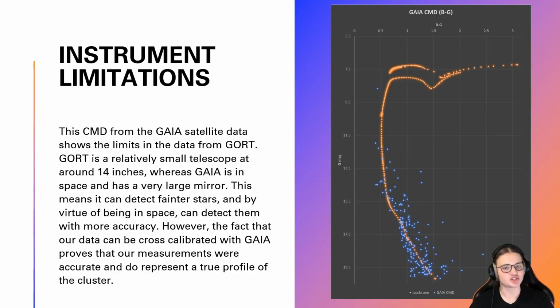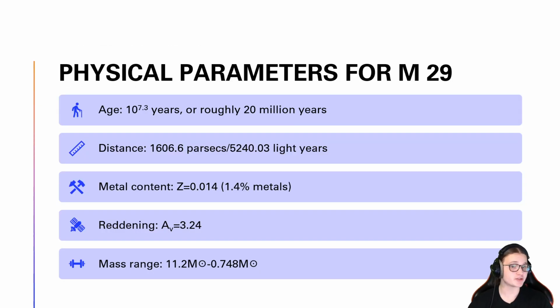Because Gaia's data is trusted by scientists worldwide, the fact that our own measurements match the same isochrone is strong validation. It shows that we determined M29's physical parameters using a relatively small amateur purchasable telescope and a 20-year-old CCD, and did it with just 2 hours of data taken on some of the shortest nights of the year between bouts of heavy fog. So what were those parameters?